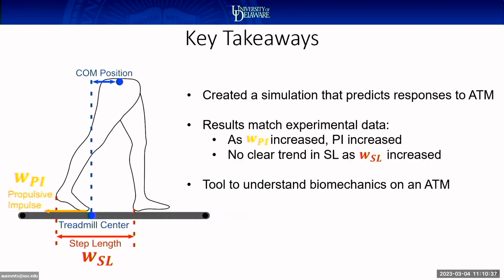So our key takeaways here are that overall, we were able to create a simulation that predicts customized responses to the adaptive treadmill, similar to what we observed experimentally. As we increased that weight on propulsive impulse, we were able to predict and observe experimentally an increased propulsive impulse from the user, and there was no clear trend in how step length changed with increasing that weight. And we hope that we can use this now as a tool to further understand the biomechanics of gait on adaptive treadmill and its variations, and to be able to understand who may respond best to which versions of the adaptive treadmill.